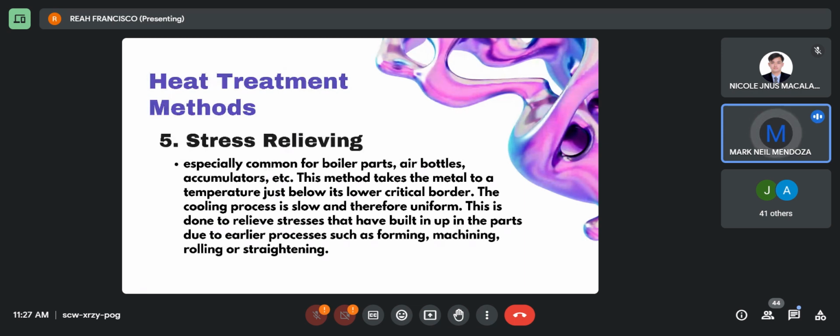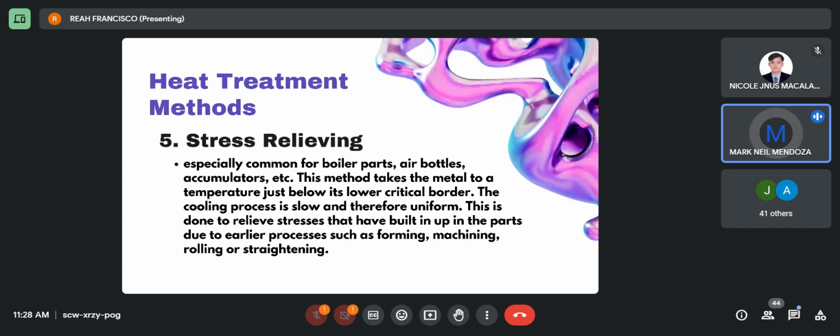This is done to relieve stresses that have built up in the parts due to earlier processes such as forming, machining, rolling, or straightening. So how does it work? Relieving works by allowing the atoms in the material to move and relax, which reduces the stress. The amount of stress relief achieved depends on the temperature and the heat treatment. And stress relieving is commonly used for steel, cast iron, and aluminum alloys.